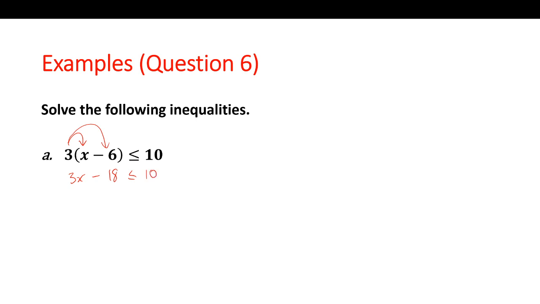Now we just solve this like a 2-step equation. Opposite of subtracting 18 is adding 18, so I add 18 to both sides, and that leaves me with 3x is less than or equal to 28. Then to get rid of the 3, we divide by 3, and that leaves me with x is less than or equal to 28 divided by 3, which is 9 and a third. We can still have fractions as our answers for these, or decimals. You can have it as a fraction or a decimal, it's up to you, but 9 and a third is more than correct.